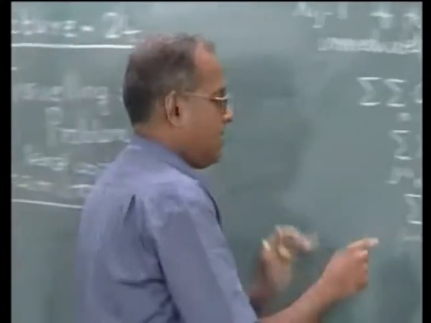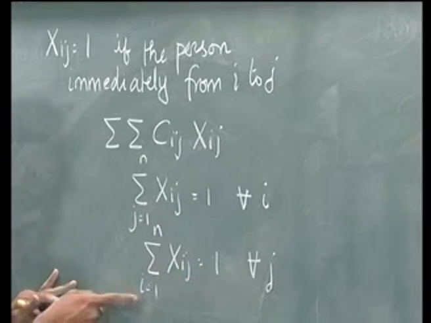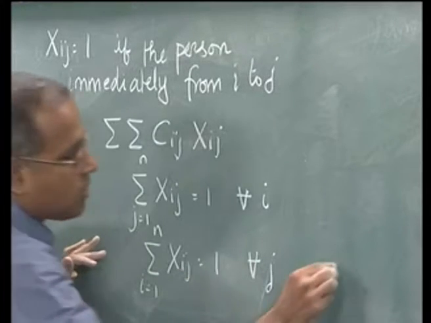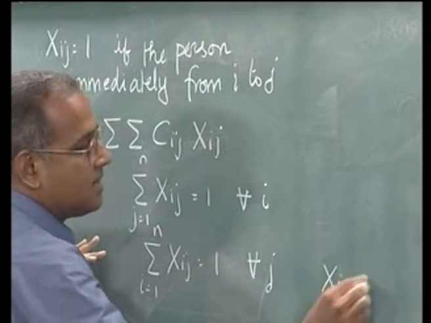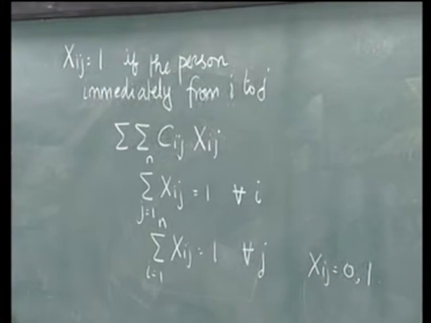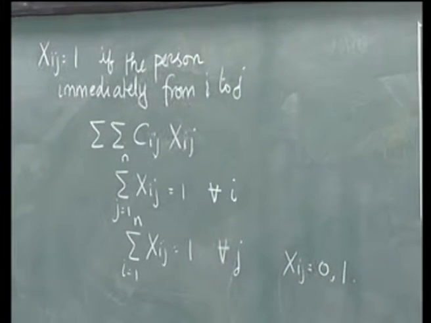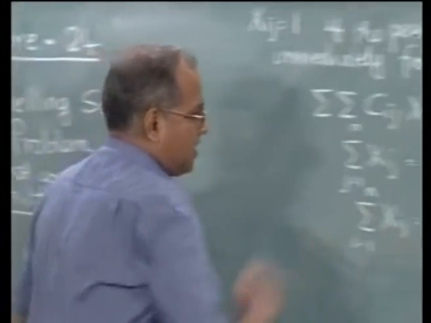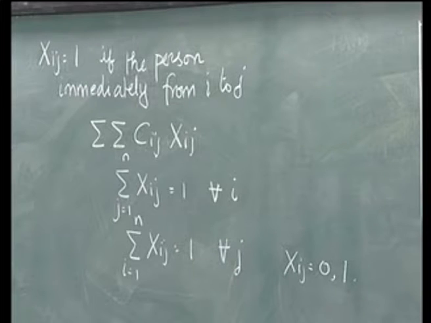So, that is given by Xij equal to 1 summed from i equal to 1 to n for every j. We also know that Xij is 0 or 1. I either go immediately from i to j or I do not go from i to j. So far, the formulation of the travelling salesman problem appears to be like that of the more familiar assignment problem.